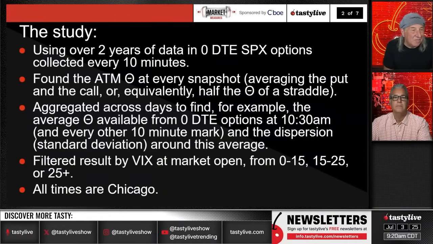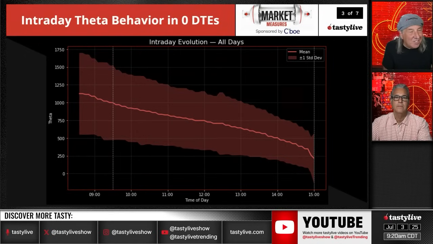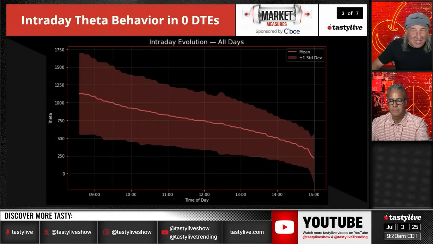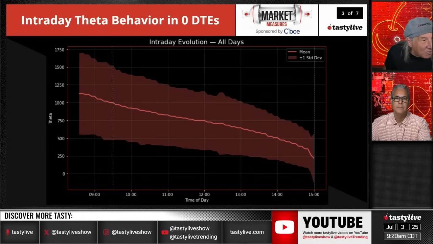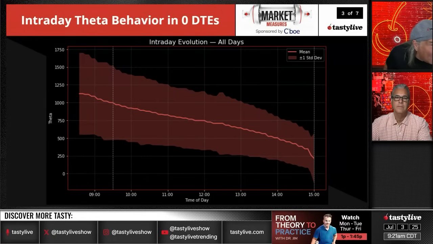The first visual. Okay, so this is all days. So this takes into account high volatility, moderate volatility, and low volatility. This takes into account every single vol cycle. On the left-hand side where you see the theta, it's somewhere around, let's just call it 1100. I'm just ballparking it. But the colored area in the middle is the standard deviation. That's kind of the range.